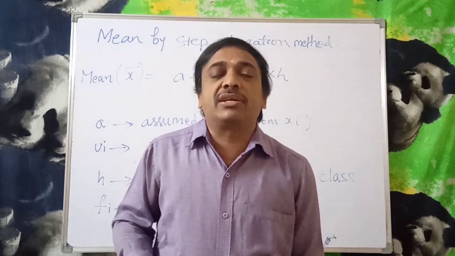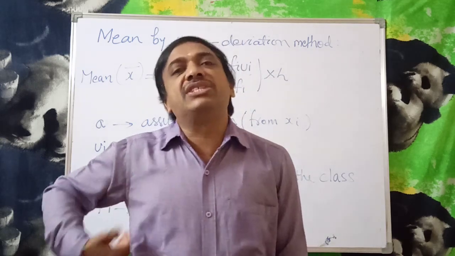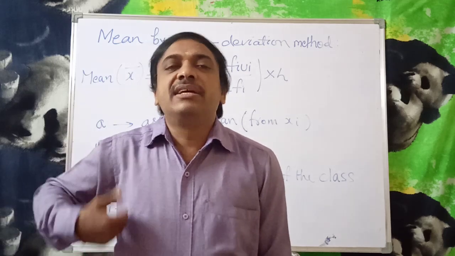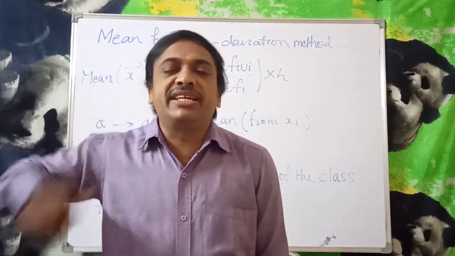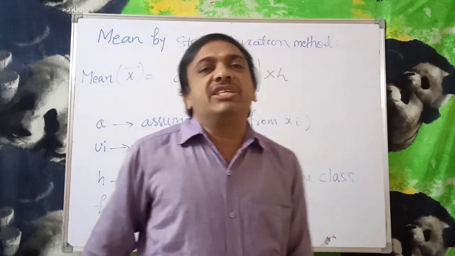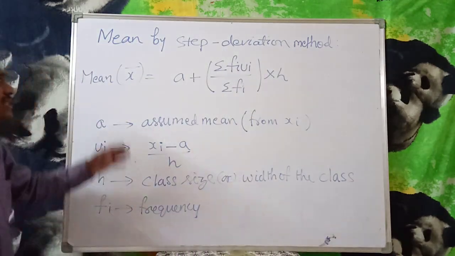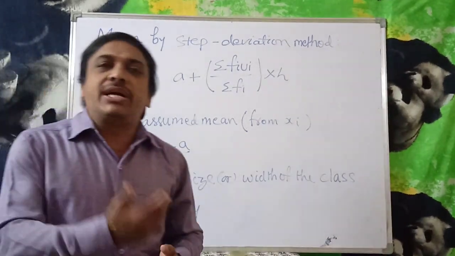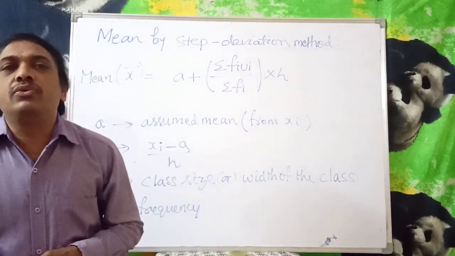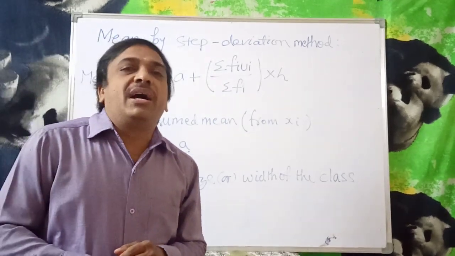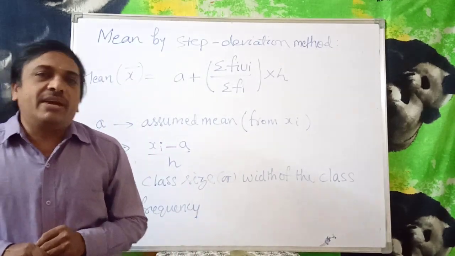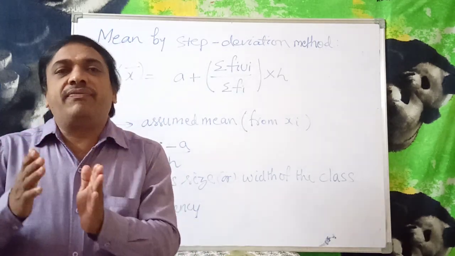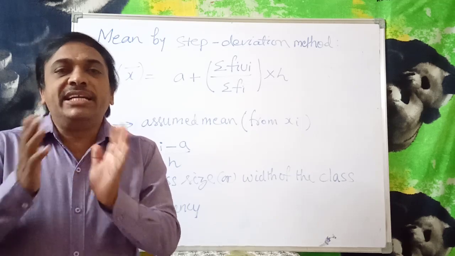Mean by step deviation means we are reducing the calculation part. That's why step deviation: deviating, reducing, subtraction. Look at the board. Mean is denoted by x bar. We all know that mean x bar is equal to a plus sigma fi ui by sigma fi, into h. X bar is equal to a plus sigma fi ui by sigma fi into h.